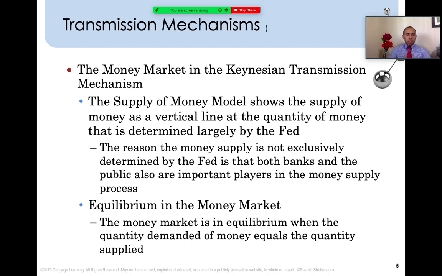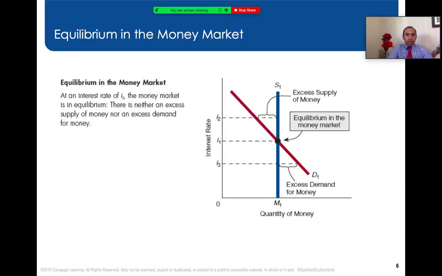The equilibrium in the money market is going to be where the quantity demanded for money curve intersects the quantity supply of money, or the money supply curve set by the Fed. So here we have the model that indicates a money market in equilibrium. This is referred to as the money market.